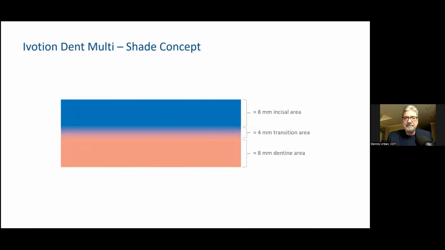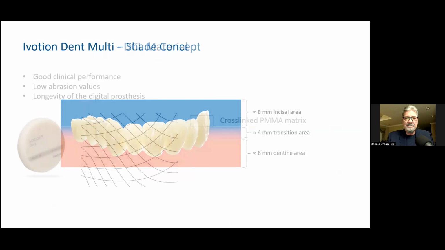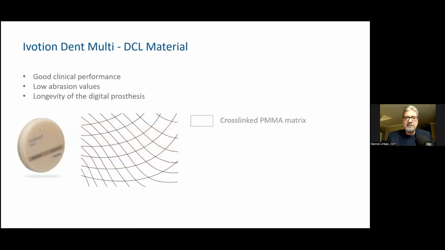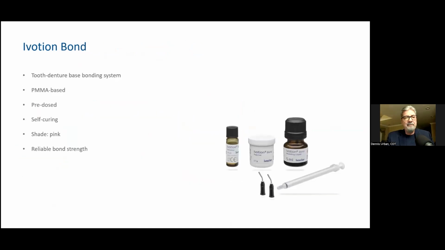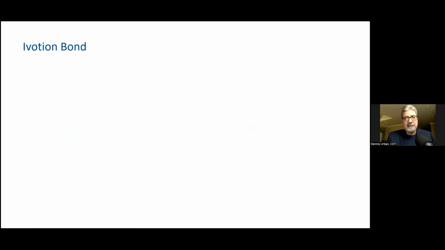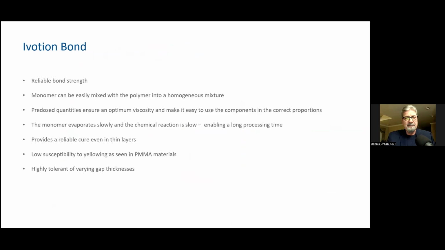Multi-shade concept. Nice aesthetics. Cross-linked material. And then we bond it in with something called the iVotion bond. And it's a great bond between the denture base and the denture tooth material. There's just some features and benefits. It's a monomer-based material, as opposed to the printed material, which is not monomer-based. So when you're bonding it in, it is a monomer-based material, because the milled denture base is a denture acrylic, so it bonds really well with it.